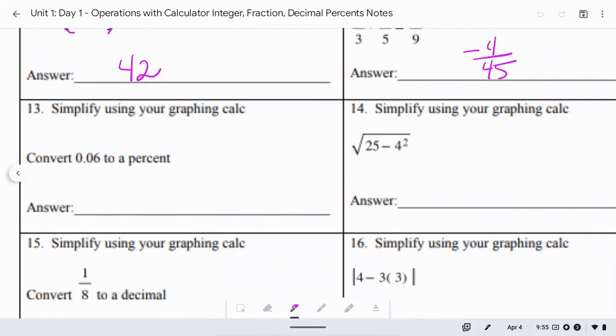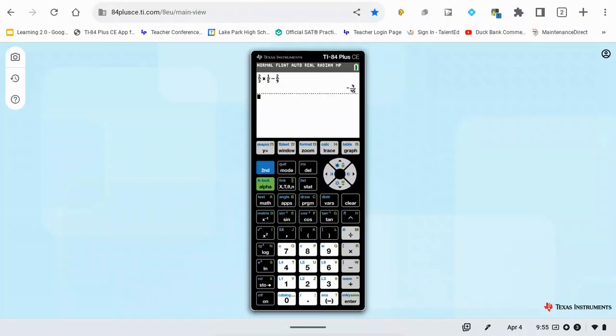Okay, then in number 13, it wants you to convert a decimal into a percentage. So remember from the notes above, first you're going to type in the decimal, which is 0.06. And then to change that into a percentage, you just multiply it by 100. So this comes out to 6%.